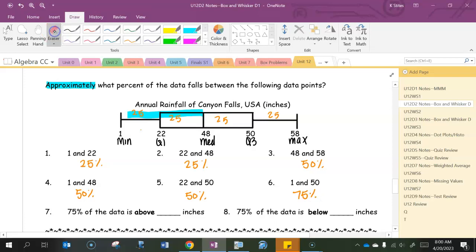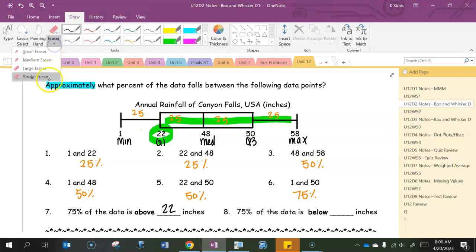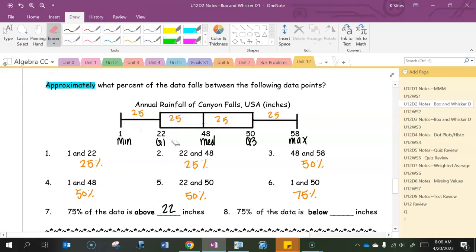All right, so let's look at kind of a follow-up question here. 75% of the data is above blank inches. Okay, so be careful with this. They're saying 75% is above. 25, 25, 25 makes 75. That would mean 75% of the data is above 22 inches. Okay. 75% of the data is below. All right, so we're still dealing with 75%, but this time they're saying it's below. So it's the lower end. 75% of the data would be below 50 inches.